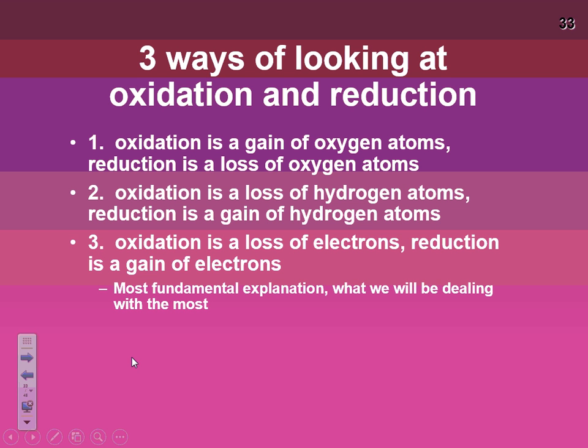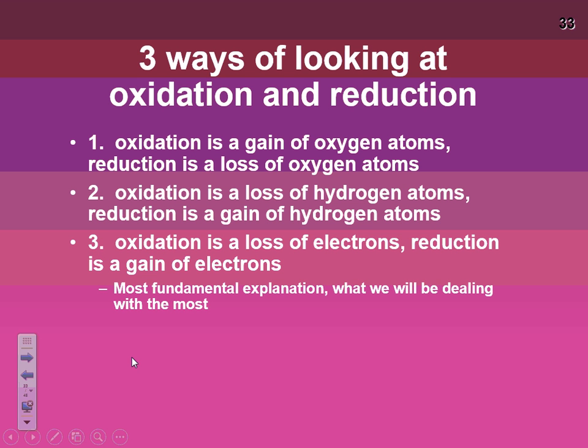A second relationship is that oxidation is a loss of hydrogen atoms. So notice that's the reverse. You can either gain oxygen atoms, and that's oxidation, or you can lose hydrogen atoms, and that's also oxidation. So they kind of work in the reverse. It's just substituting one for the other. And then reduction is a loss of oxygen atoms, and number two, reduction is a gain of hydrogen atoms. So it's the reverse of each other.